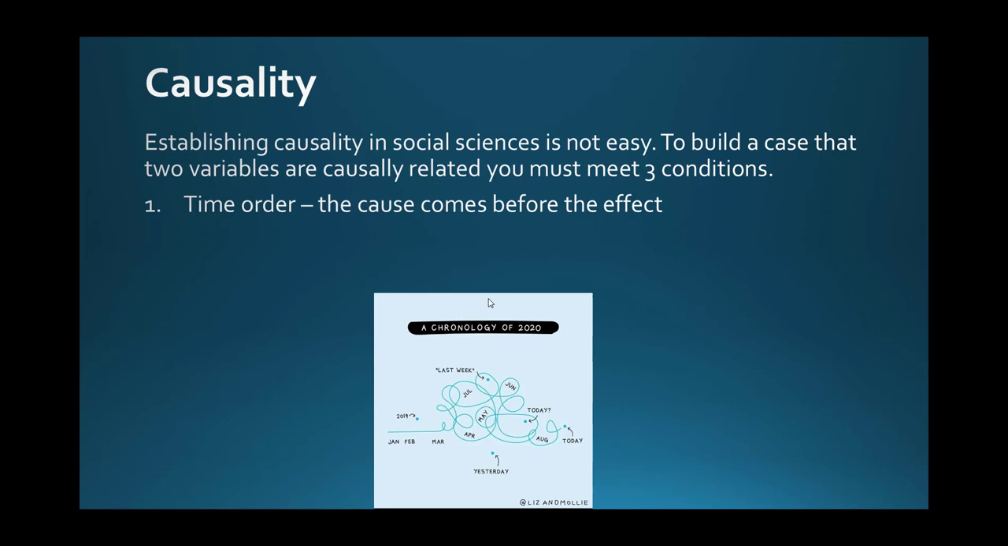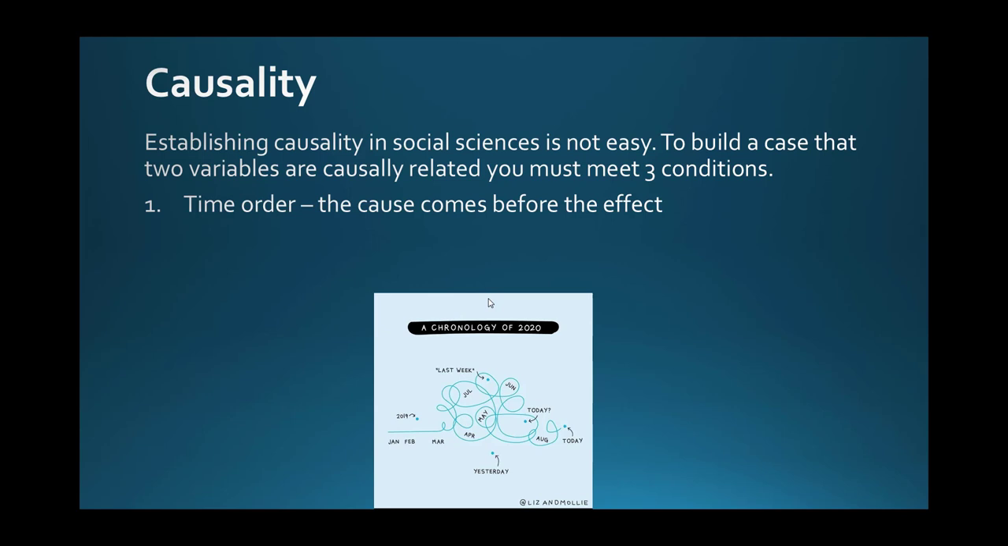So in order to build this case that there is a relationship between two things, which is part of what we use statistics to do, this helps us build an understanding and an evidence base, we have to meet a certain number of conditions. There's 3 of them. The first one is time order. In order to establish that there is a relationship between two things, your cause or your independent variable has to come before the effect, which is your dependent variable.